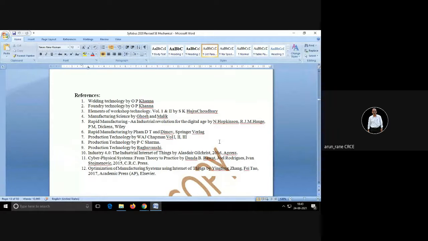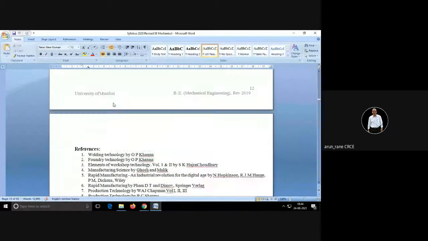You have, and most of the books are there in our library, like Welding Technology by O.P. Khanna. So many books. So now, as I said, every module is made up of 2 to 3 subjects, and like that, there are 6 modules.